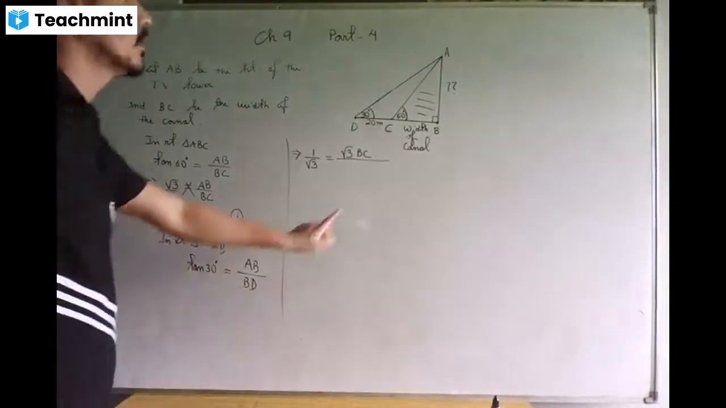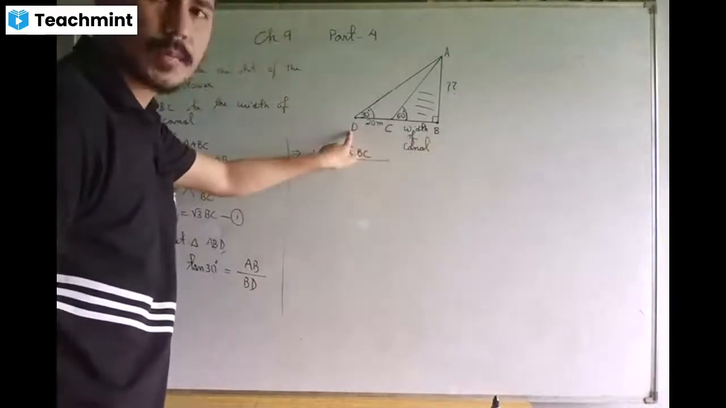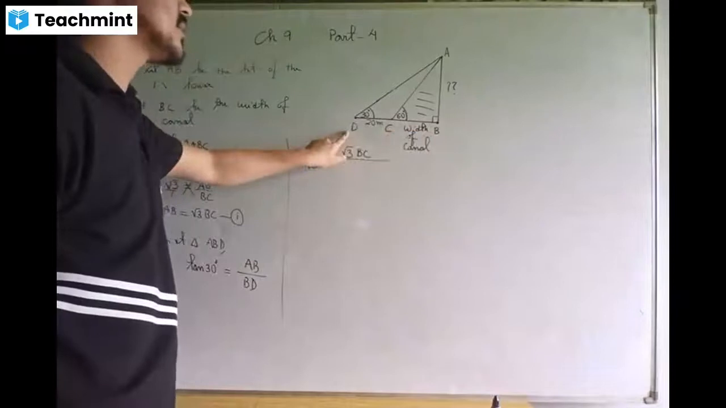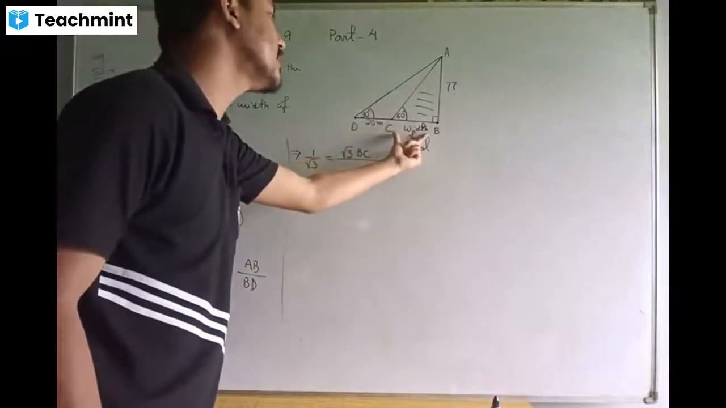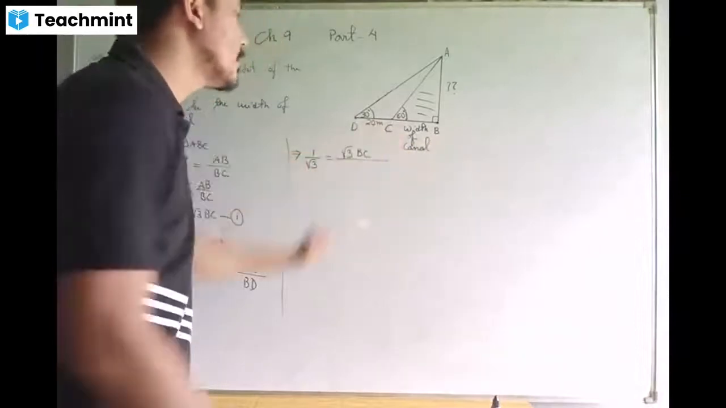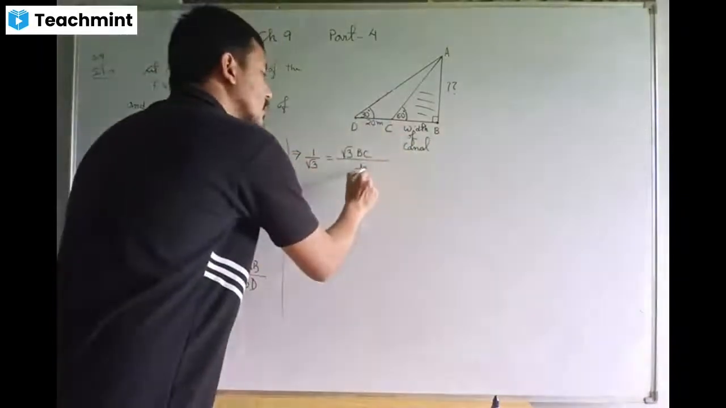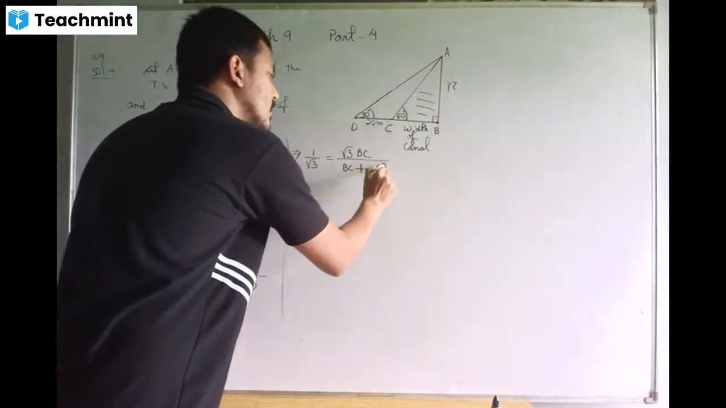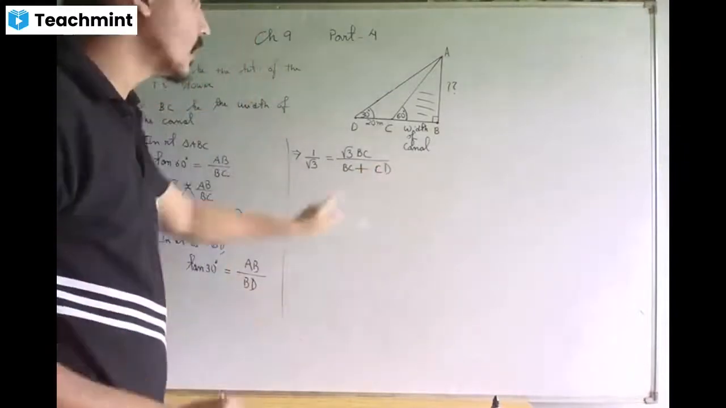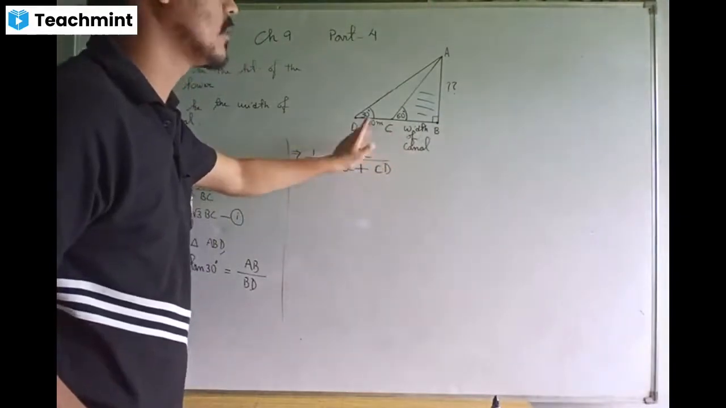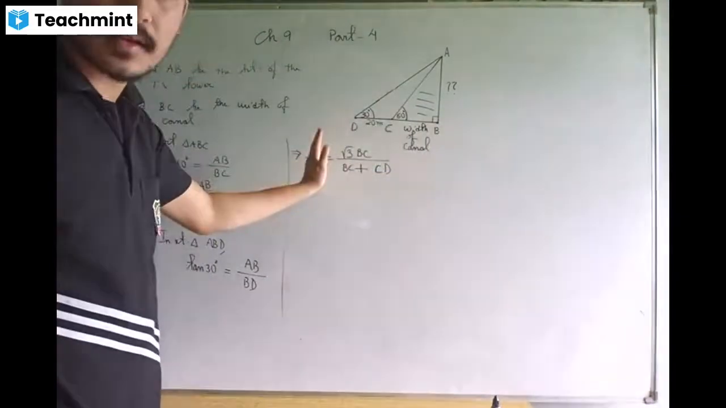BD. How can we express BD? Can we break up this BD? Yes. BD can be expressed as the sum of BC and CD, right? BC plus CD will give you the length of BD.